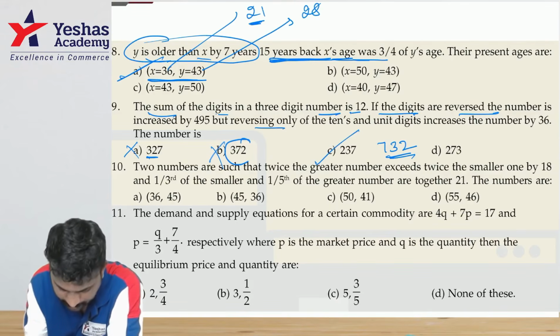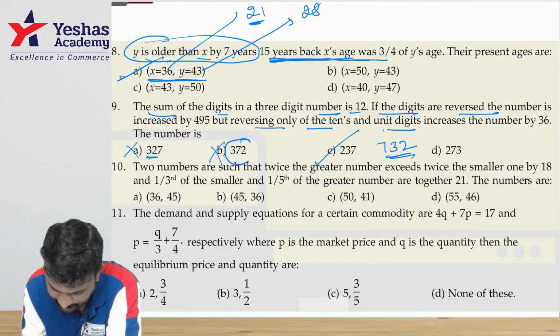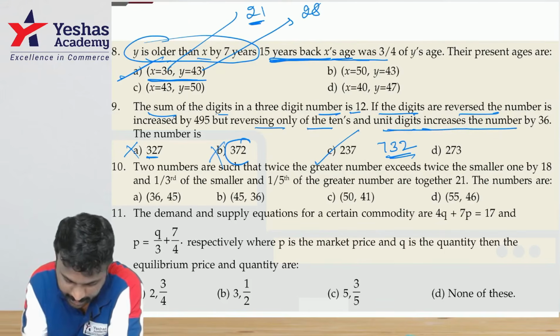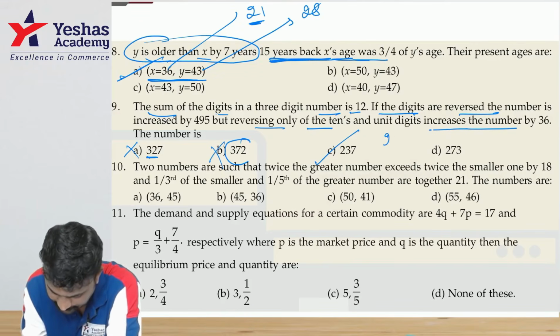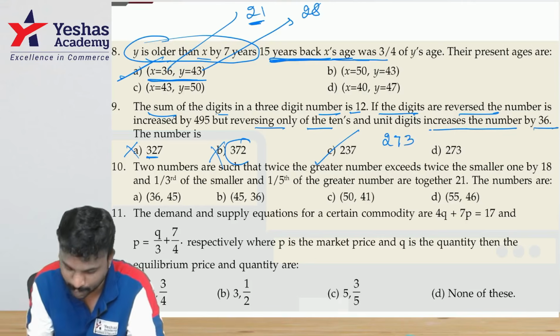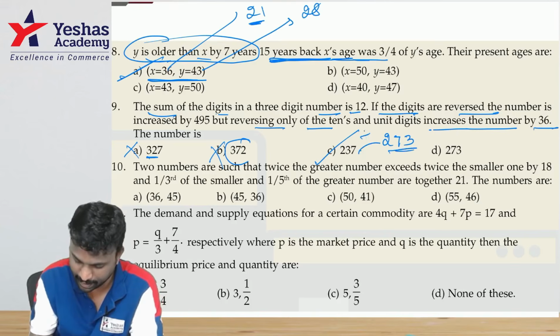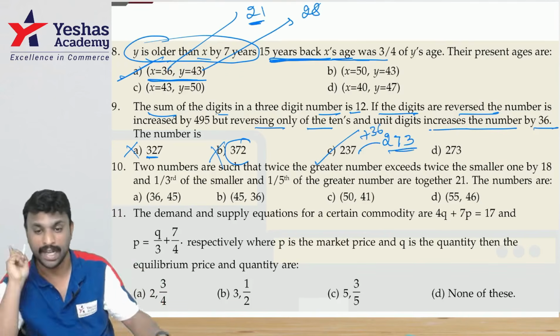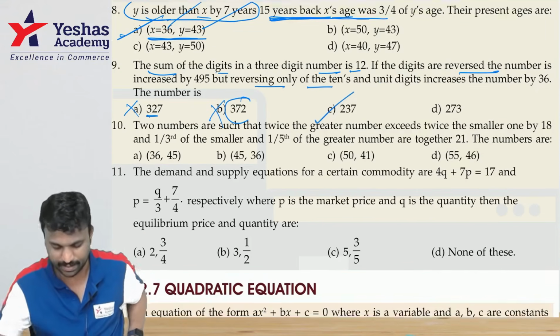And but reversing only the tens and units place digit, reversing only what? Tens and units digits, the number increases by 36. That also you should check. Guys, if I reverse tens and units digit, it becomes 273. Is 273 36 more than 237? 237 plus 36 you do, it is 273 only. It is increasing by 36, by reversing only the tens and units place digits. Have you understood? That means option C is the right answer.